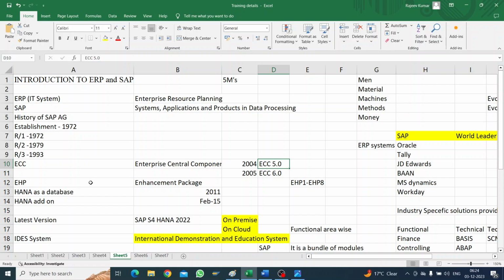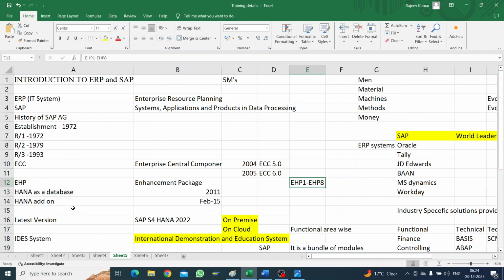After 6.0 there was one more concept brought in by SAP called EHP. It is also called enhancement package. That is the short form and this is the full form. In ECC we have in total 8 versions, right from number 1 all the way till number 8. After 8, SAP stopped developing it on the ECC platform and moved on to the S4 HANA system.